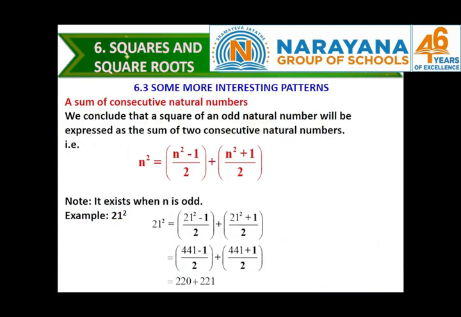N square, if n is an odd number, can be expressed as the sum of (n square minus 1) by 2 and (n square plus 1) by 2. See, I have given one more example below. 21 square is equal to (21 square minus 1) by 2 plus (21 square plus 1) by 2. That is equal to (441 minus 1) by 2, (441 plus 1) by 2. On simplification we get 220 and 221, whose sum is nothing but 441. It is equal to 21 square.